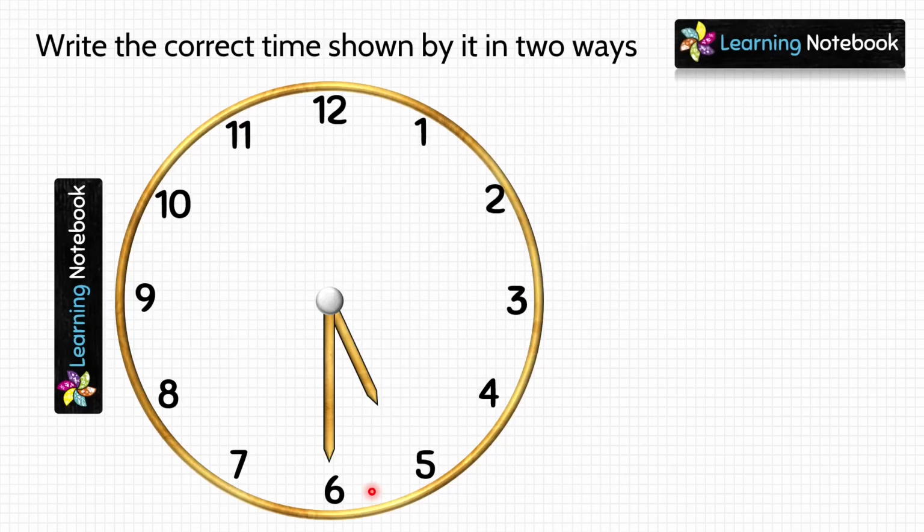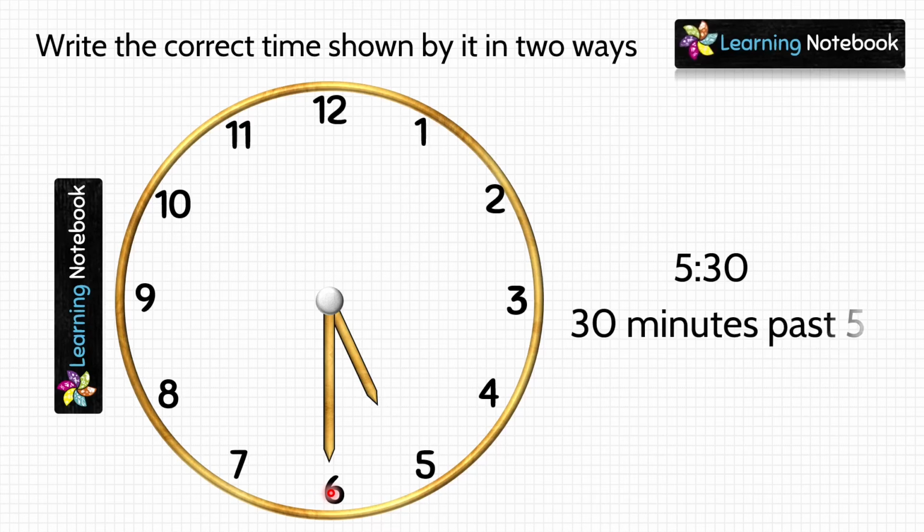Now let's see the next clock. Here our hour hand is between 5 and 6. So the hour is 5 and the minute hand is at 6. So how many minutes have passed? Yes, 30 minutes have passed. So we'll say the time is 5:30 or 30 minutes past 5. We can also call this time 5:30.